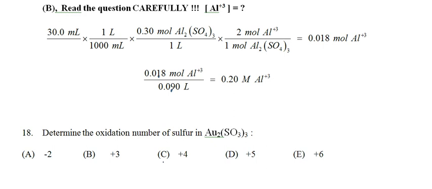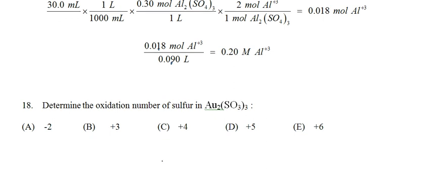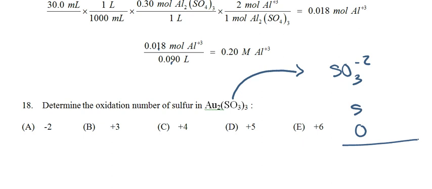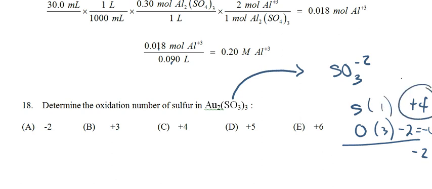Number 18. Determine the oxidation number of sulfur. We know that sulfite is SO3 with a -2 charge. So sulfur, oxygen, and the whole thing's going to be -2. I've got 3 oxygens, and each one's a -2, so -6. So I need something that adds up to -2, and I have one sulfur, so it has to be a +4.